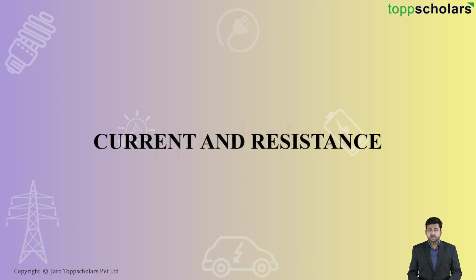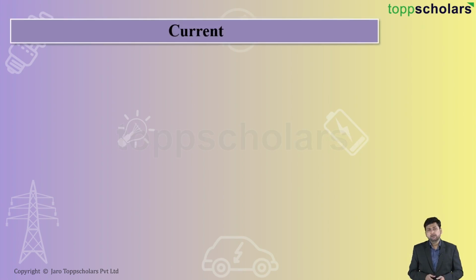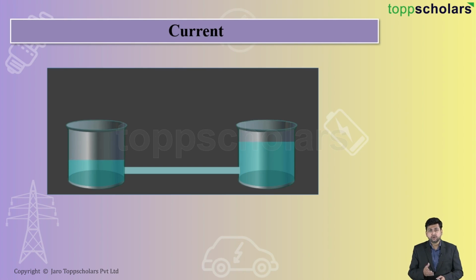Students, today we are going to discuss an interesting topic, and that is current and resistance. For example, if I am considering two beakers connected through a pipe, can you see that the water flows from one beaker to another beaker? Now, how does the water flow? The water flows from a higher level to a lower level.